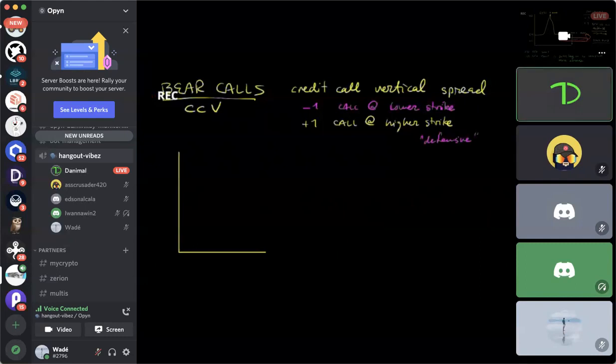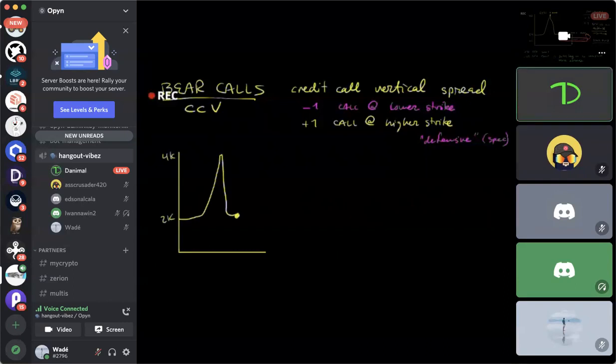You can also do speculative, but with the volatility in the market we see right now, if you're just speculating on a bearish strategy, it could go against you. So let's look at the same chart. Here we are right now at this moment in time.